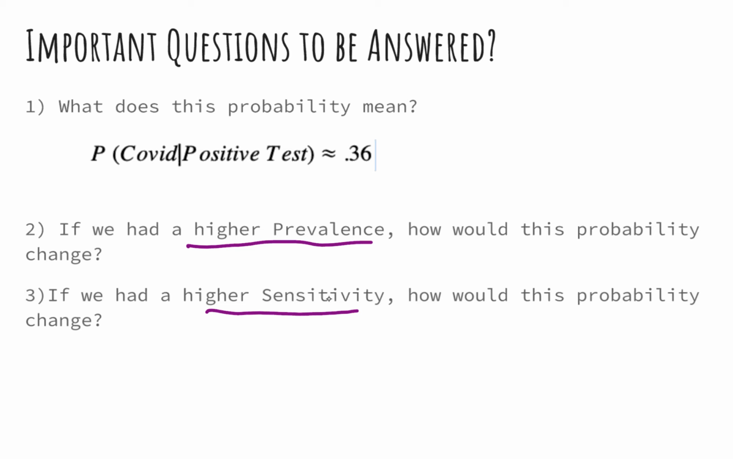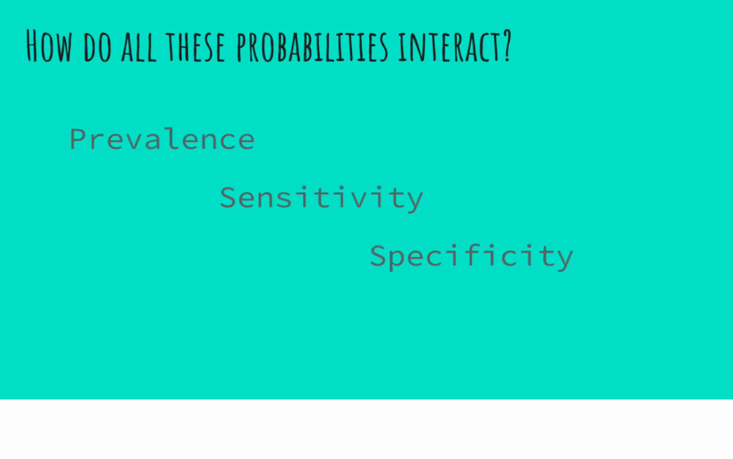And it turns out, to answer all this, what we really care about is how these three things interact: how prevalence, sensitivity and specificity all interact with each other and affect this probability of you really having COVID when you test positively. And so to do that, I've made a spreadsheet that you can use.